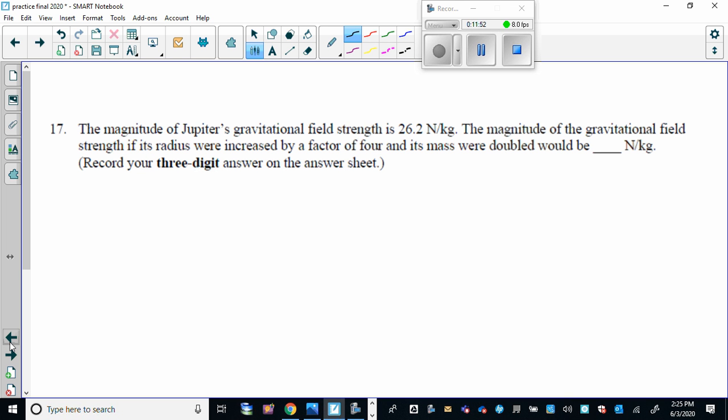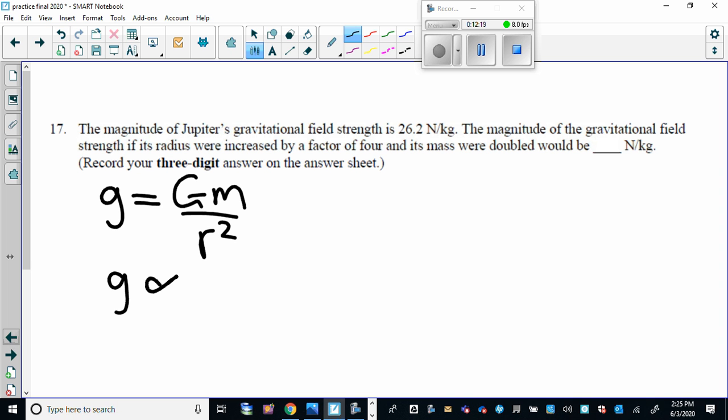Next question. The magnitude of Jupiter's gravitational field strength is 26.2. What is the magnitude of the gravitational field strength if the radius were increased by a factor of 4 and the mass were doubled? Great ratio question. We're talking about gravitational field strength. Here's the formula for gravitational field strength. And again, it's a relationship question. The relationship is that the gravitational field strength is directly related to the mass and inversely related to the radius squared.